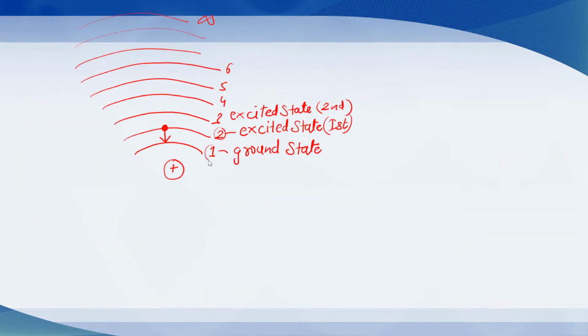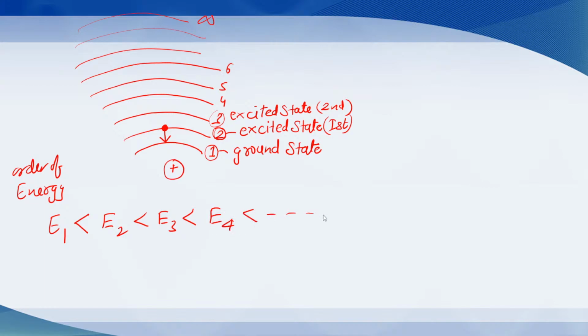Energy is emitted because now it feels more attraction. In the first shell, it feels more attraction. In the second shell, it feels less attraction. Third shell, fourth shell, attraction goes on decreasing, so energy goes on increasing. E1 is at the minimum energy level, in the order E1, E2, E3, E4 and so on. As n increases, energy increases.